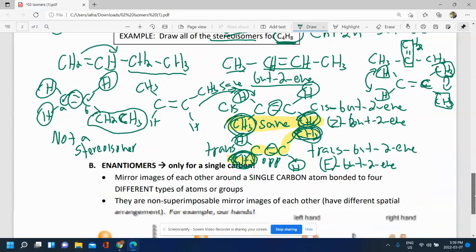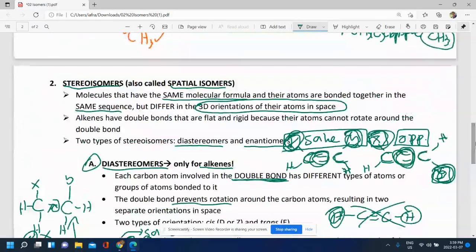In this video, we're going to see the last type of stereoisomer called an enantiomer. So remember, stereoisomers are when the molecules have the same molecular formula. They'll actually also have the same bonding sequence, so they're bonded in the same order, but they differ in their 3D orientation. The first type that we saw was called a diastereomer.